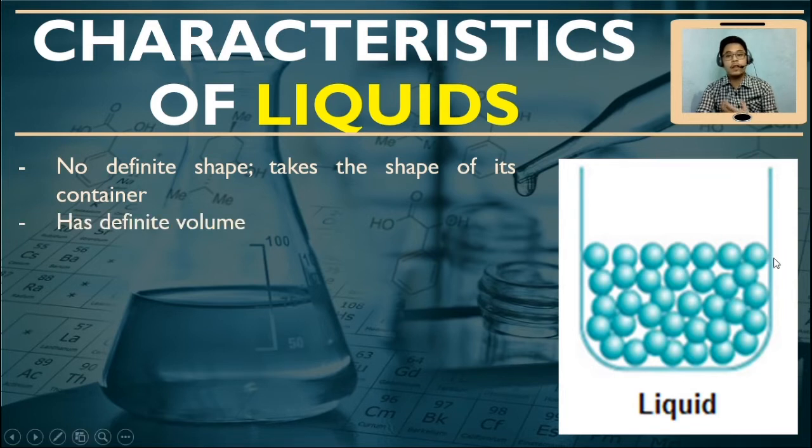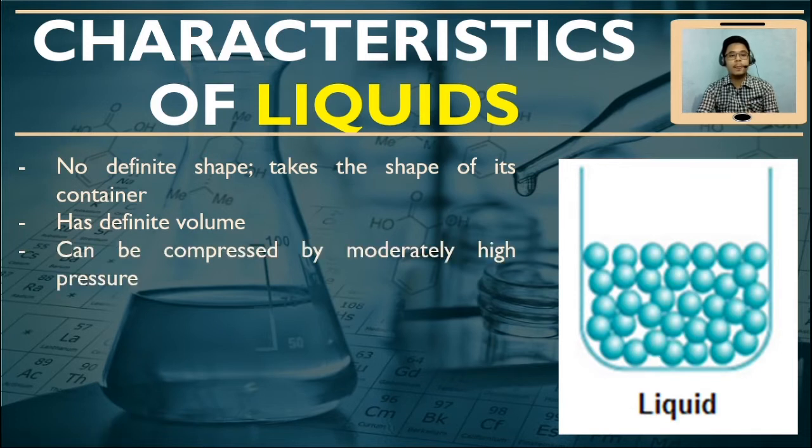Next, it has a definite volume because once we put it in a container, we can compute and solve for its definite volume. Third, it can be compressed by moderately high pressure compared to solids. Because we mentioned earlier, right, that because of the compaction of the molecules of solids, and given that they are already compressed, it means we cannot compress them.